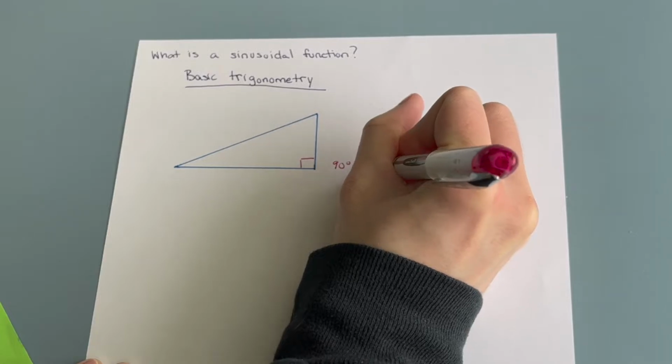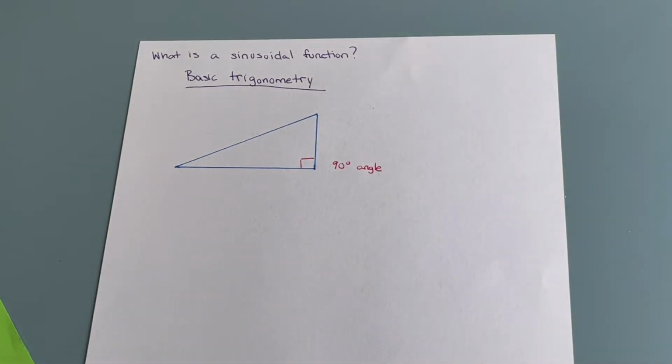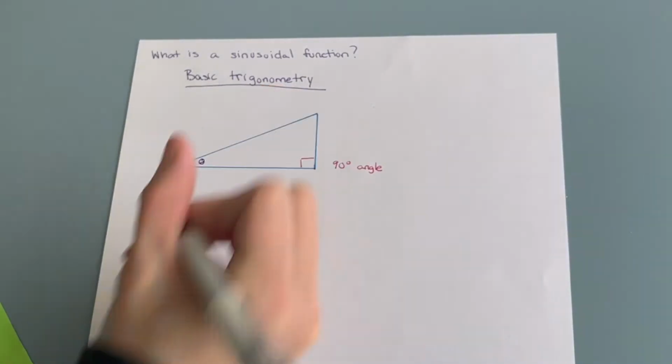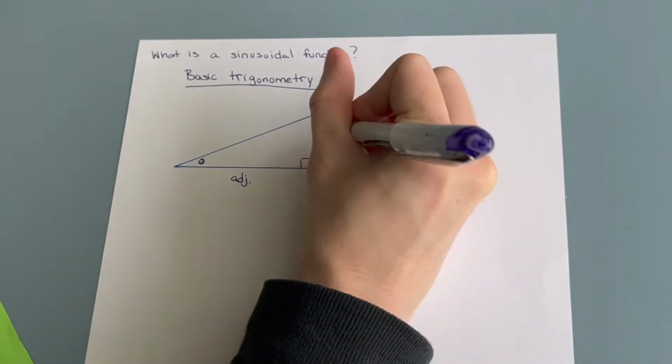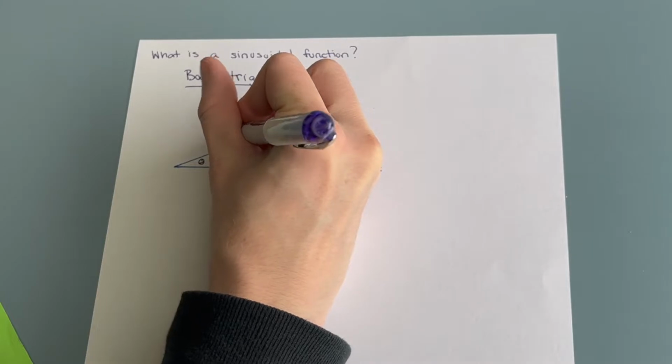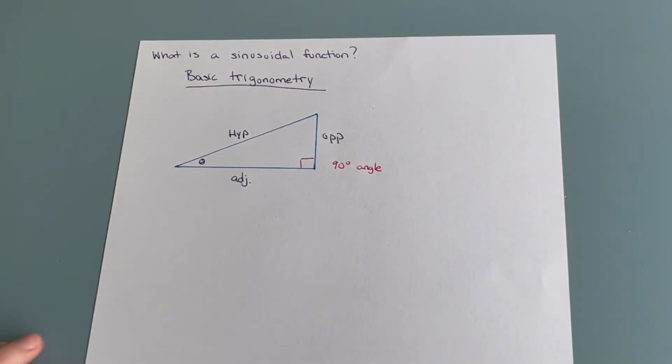And if we take this triangle and look at another angle within it, we're going to pick this one and call that theta. Now we can start to name the sides of our triangle. So we have the adjacent side, the opposite side, and then this long edge is your hypotenuse.